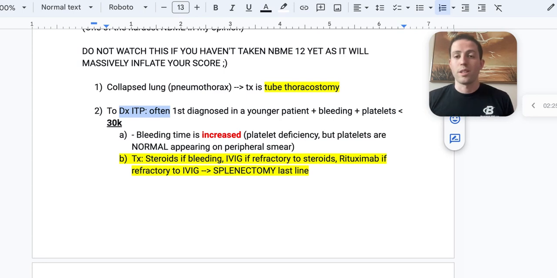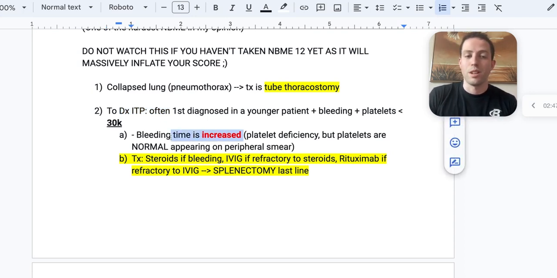So regardless of which resource that you read, whether it's first aid, whether it's the NBME, whether it's UWorld, whether it's USMLE RX, resources can have different cutoffs for ITP. Even the American Academy of Family Practice physicians can have different cutoffs, but generally the NBME is going to go with platelets less than 30,000. And so in these patients, your bleeding time is going to be increased. You really want to know this.